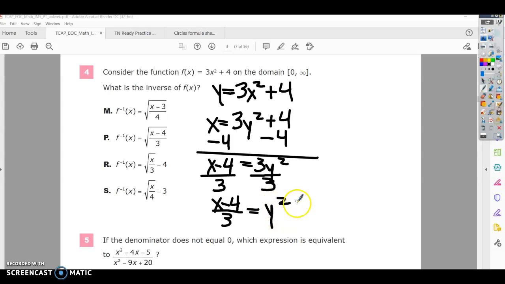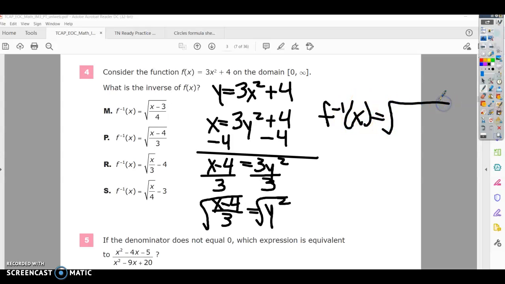And because the last thing we do is take the square root, that means everything is under the square root. So we're going to have f inverse of x equals the square root of x minus 4 over 3. If you look over here, we're going to find the square root of x minus 4 over 3 is p.